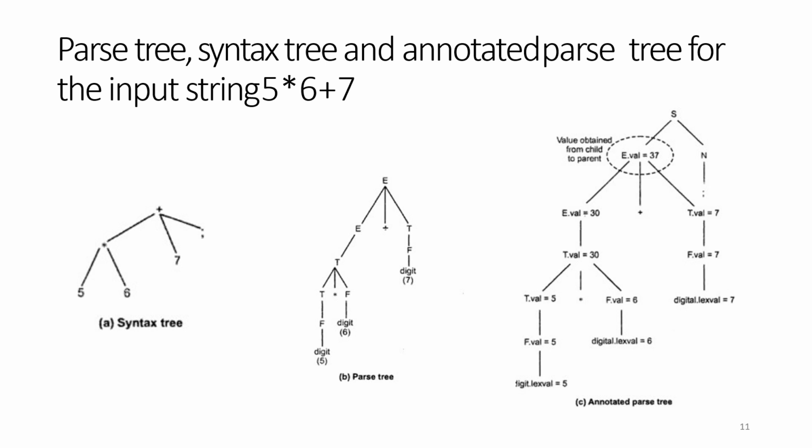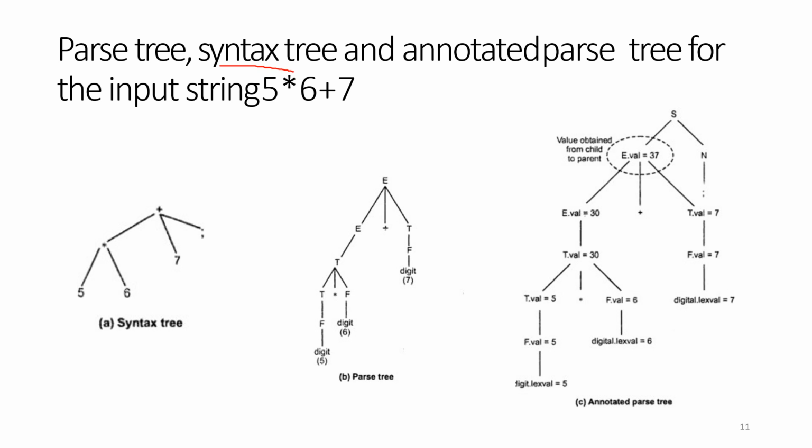Then these are some representations of the tree structure: parse tree, syntax tree, annotated parse tree. How to construct a syntax tree, we will discuss elaborately later. Now let us just see these examples of the structure of these trees. This is a syntax tree. We know what a syntax tree is, because the parent is always an operator and the children are the numbers. And what is a parse tree?